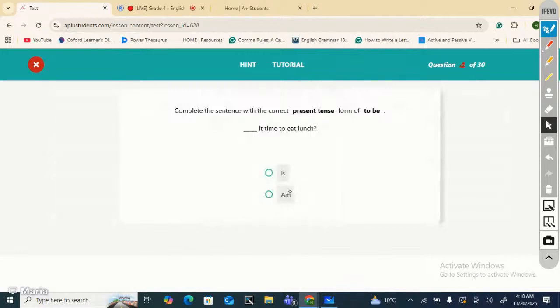Complete the sentence with the correct present tense form of verb to be. Blank it time to eat lunch. Again, a question. Is or am? Which one is correct?